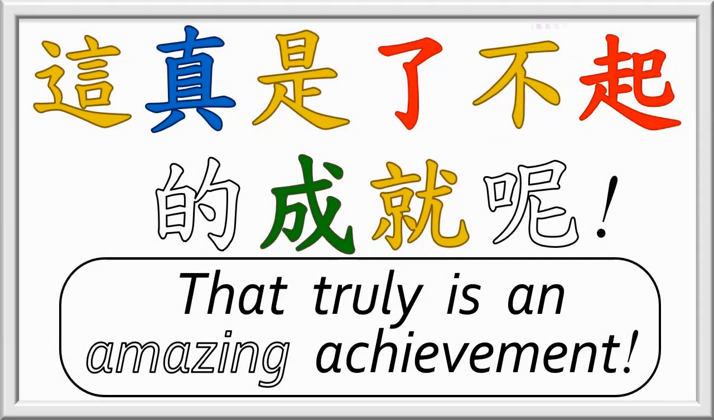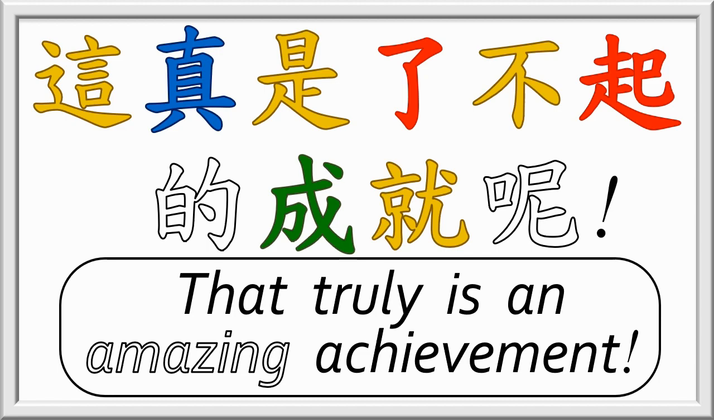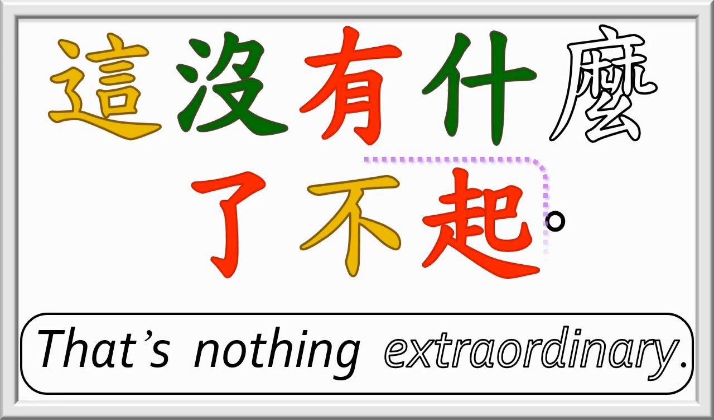了不起 is a sort of set phrase used as an adjective, meaning amazing, extraordinary, terrific, or awesome. 来 is never used with it. 这真是了不起的成就呢。 That's truly an amazing achievement. 你的构想真了不起，我都没有想到。 Your plan is extraordinary. I never thought of that. 这没有什么了不起。 That's nothing to write home about. It's no big deal.